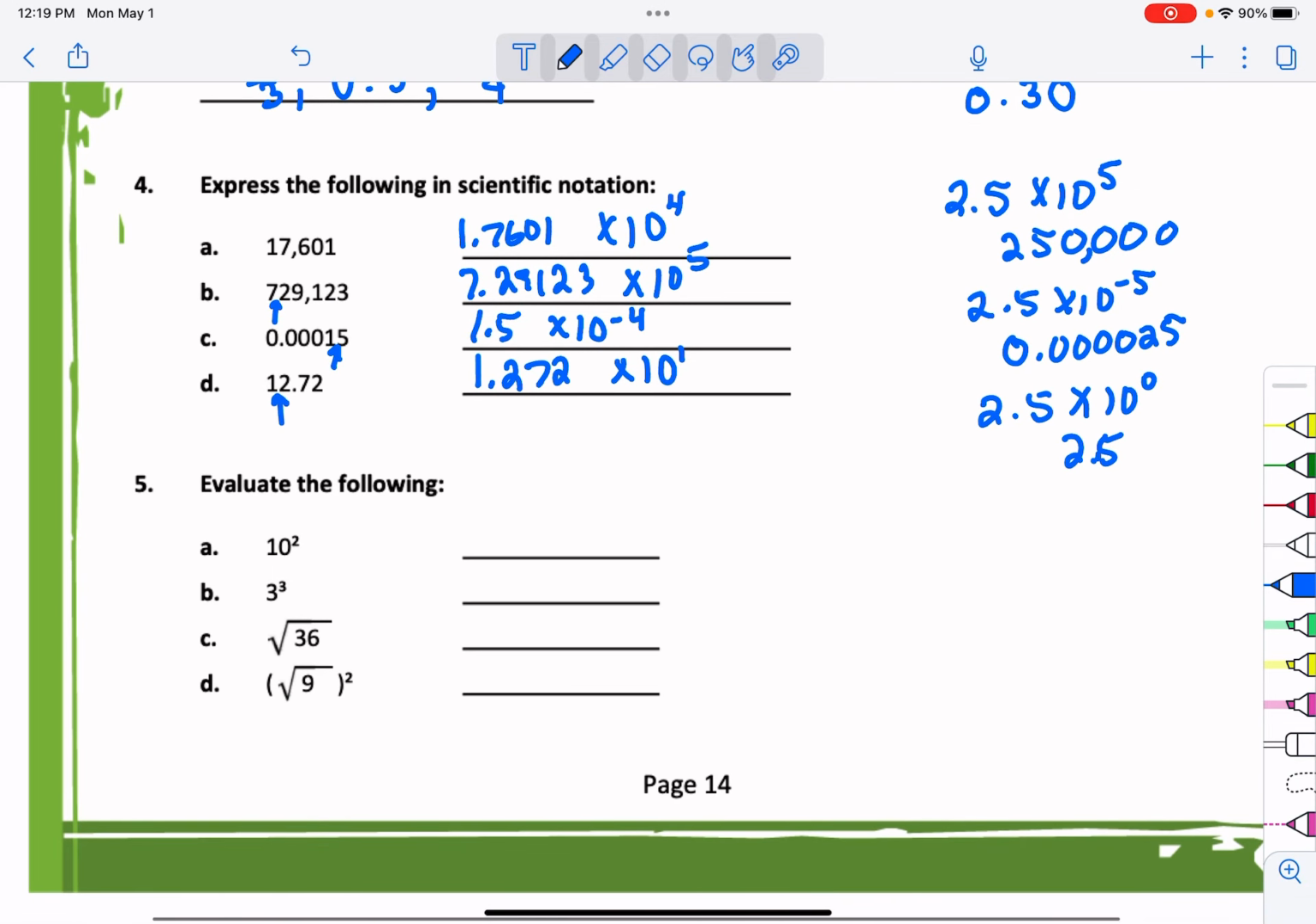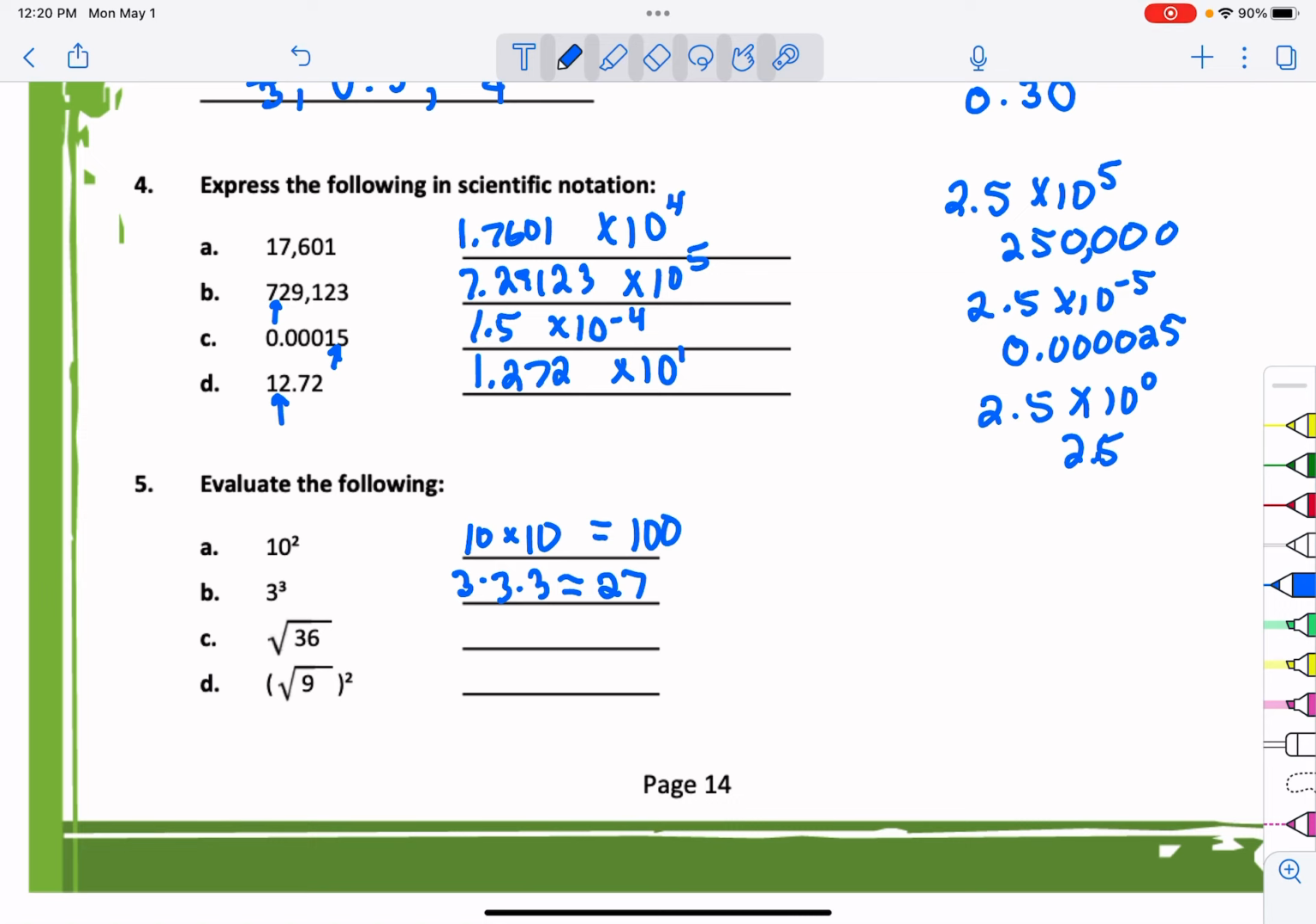And then finally on this page, we're going to look at some rules of powers and square roots. So let's take a look at this notation. That 10 with a power of 2, that means 10 times 10. So that's 100. 3 to the third, that means 3 times 3 times 3, or 27. So that notation means you're going to take whatever your base number is, and however many is in the power, that's how many times you will multiply it again and again and again.